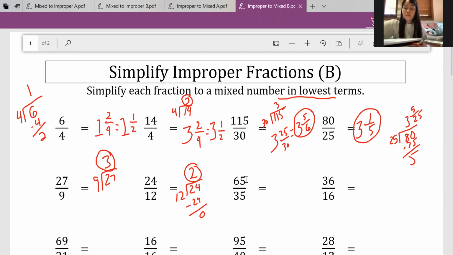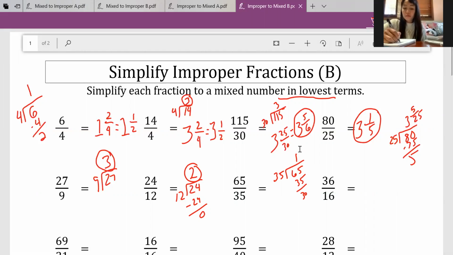I have 65 over 35. So the denominator is going to be the divisor. I'm going to put 35 over here. And the numerator is the dividend. Now I know that 35 times 2 is 70. So I can't say that it goes into it twice. I'm just going to say once. And then I have to subtract: 65 minus 35 is 30.